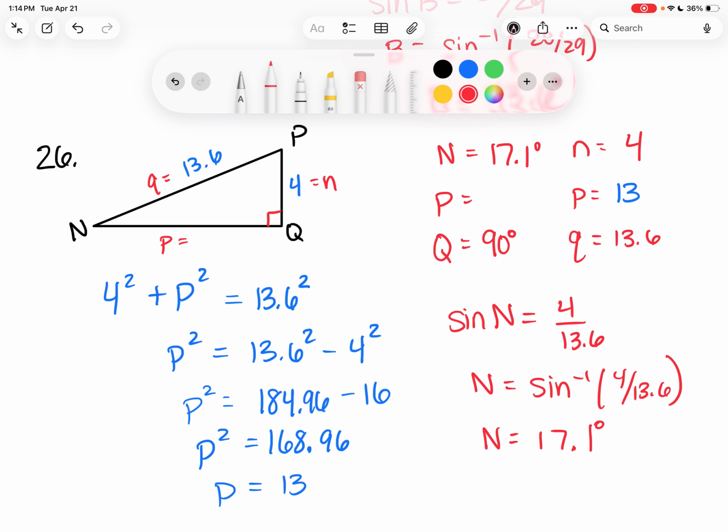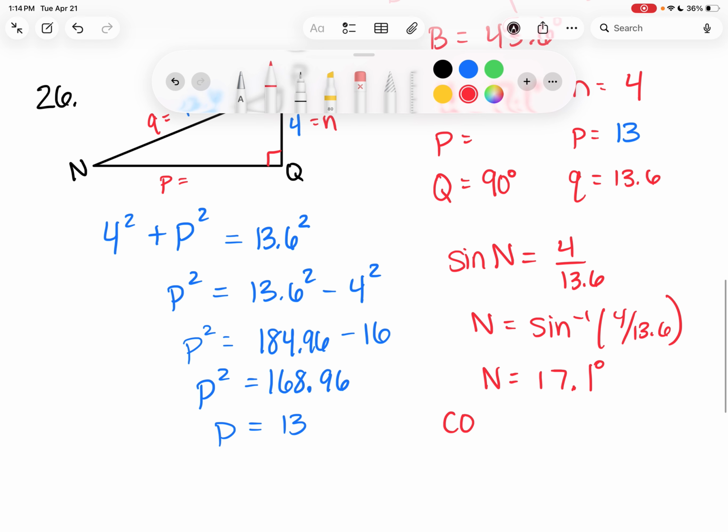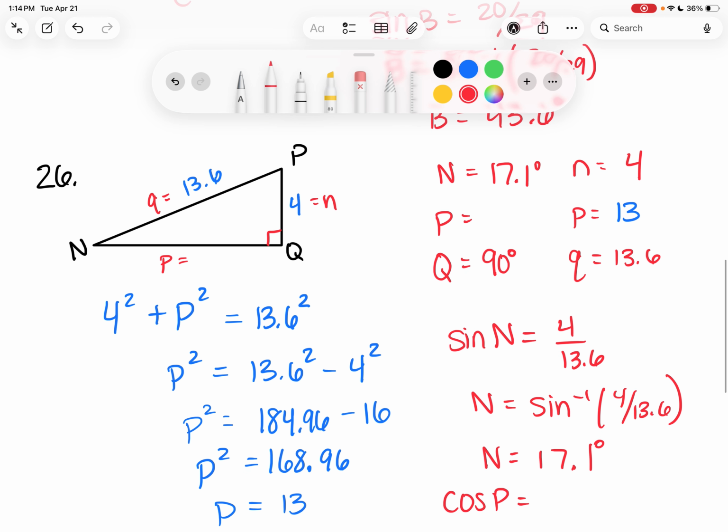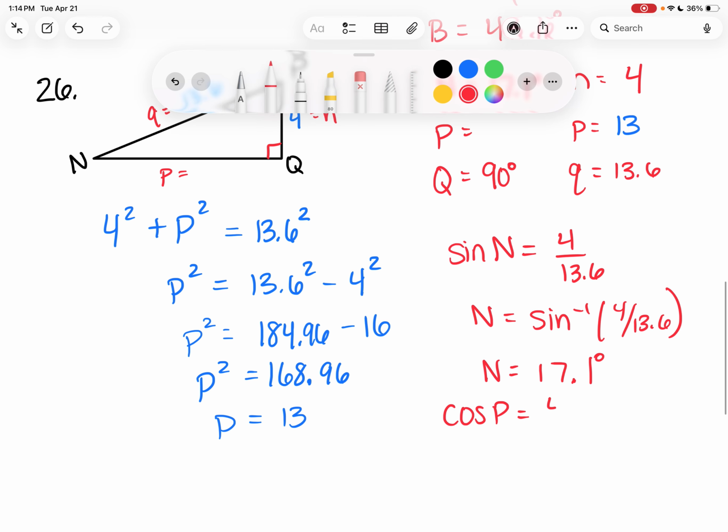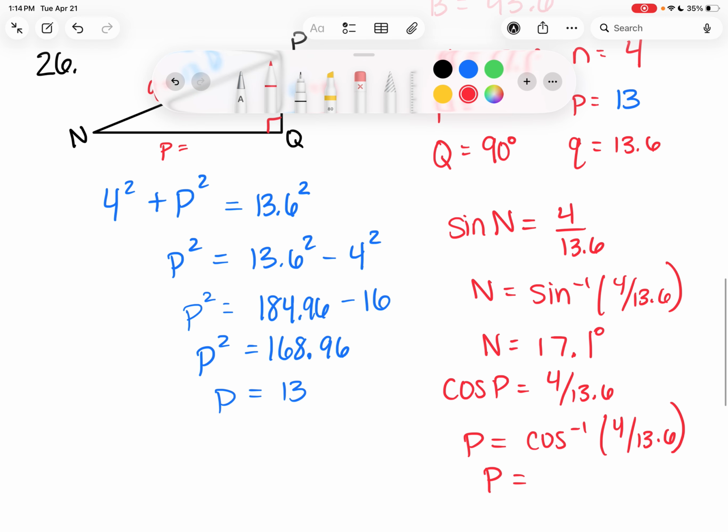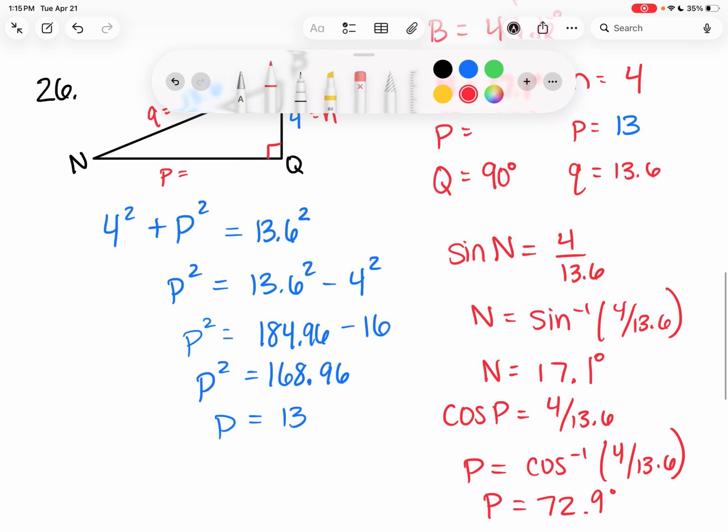Cosine. Yep, cosine. So that would be the cosine of P is equal to adjacent over hypotenuse, so 4 over 13.6. So P equals the inverse cosine of 4 over 13.6. That's 72.9 degrees.